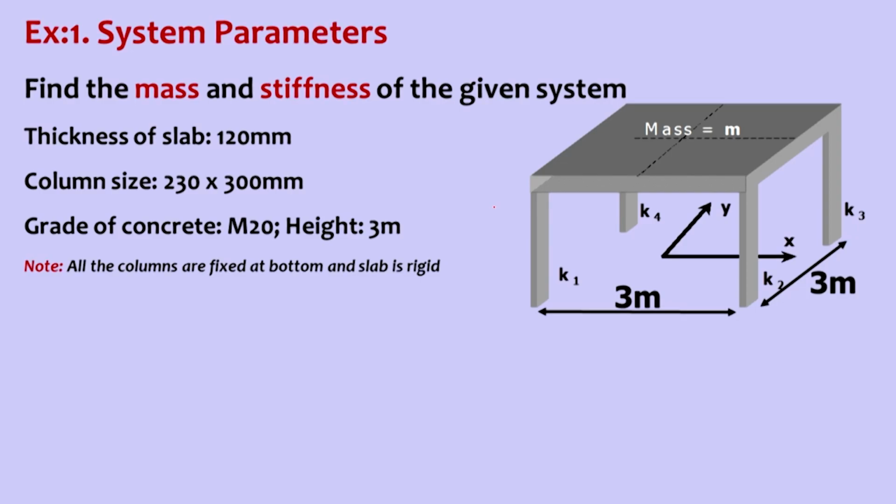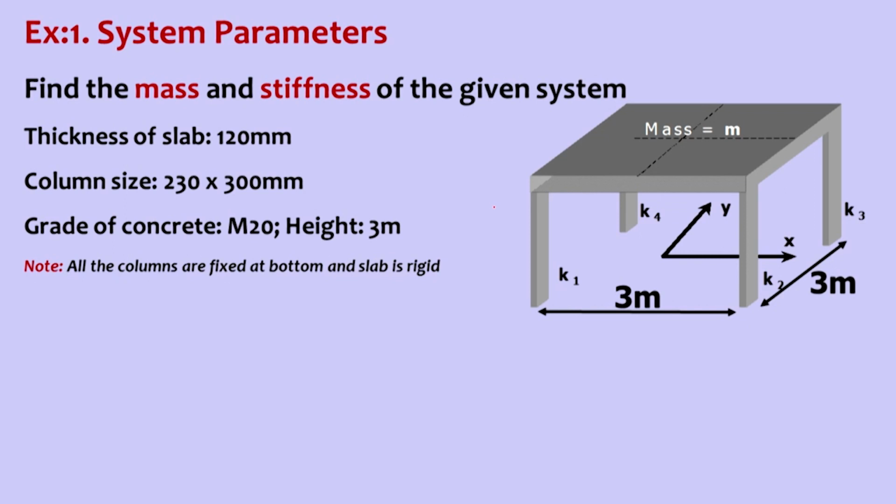Now let's try to find out the system parameters, which are very much essential in a linear single degree of freedom system for finding the solution. The two important system parameters in undamped free vibration are mass and stiffness, that is m and k.